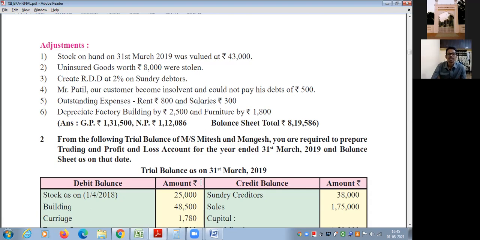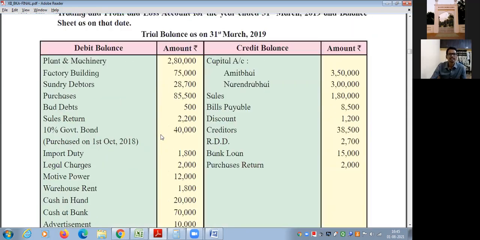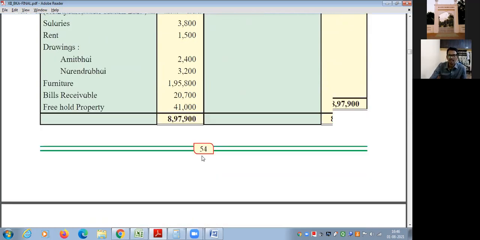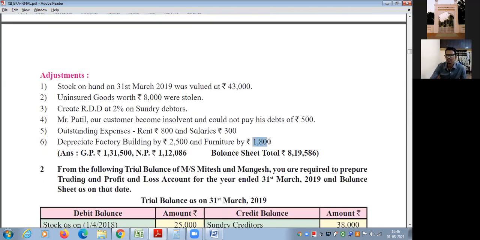Now the last adjustment: depreciate factory building 2,500 and furniture rupees 1,800. Students, it is very clearly given here. Instead of calculating the depreciation amount, the direct amount of depreciation is given to us. On the building, we have to charge 2,500. The building is written somewhere on the debit side. Where is the building? Here it is, factory building 75,000. So we have to deduct this amount, 2,500, and show it on the balance sheet. And again, 1,800 from the furniture, we have to deduct and show on the balance sheet. And this amount which we have deducted, we have to show on the profit and loss account debit side.